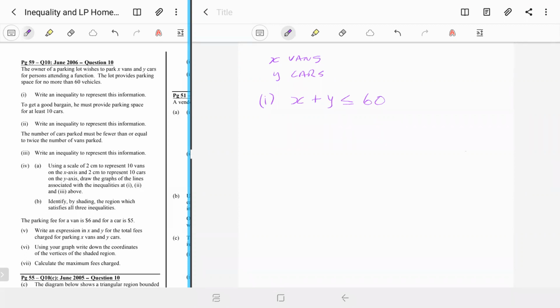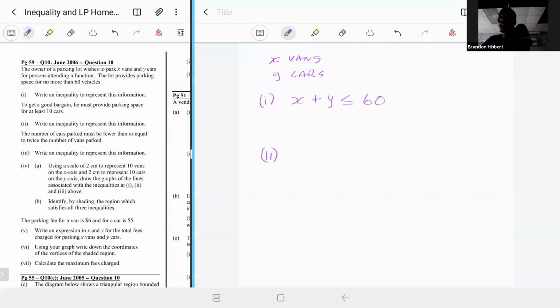To get a good bargain, you must provide parking space for at least 10 cars. Remember, if you must have at least $10 to go to the party, that means you must have 10 or more dollars. So at least 10 cars means that the number of cars must be at least 10. What represents the number of cars? Inequality number 2.